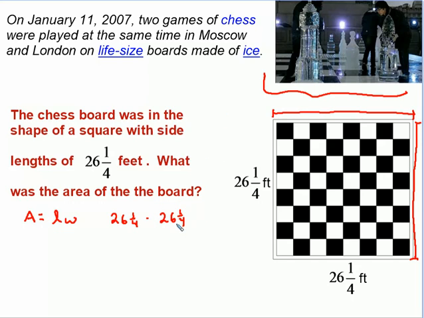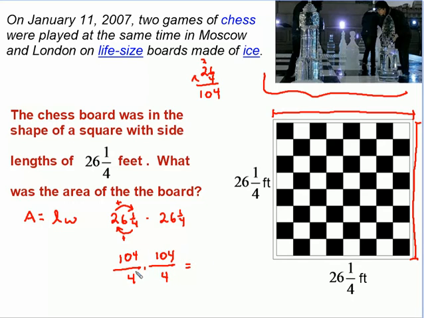Now, to get that, we need to do a little bit of math. And you can punch this into your calculator, but let's just do it for fun. We need to multiply 26 times 4, and then we're going to add 1 to that, right? We're going around the clock there. So 26 times 4: 4 times 6 is 24. We carry the 2. 4 times 2 is 8, plus 2 is 10. So that's 104. 104 fourths times 104 fourths.